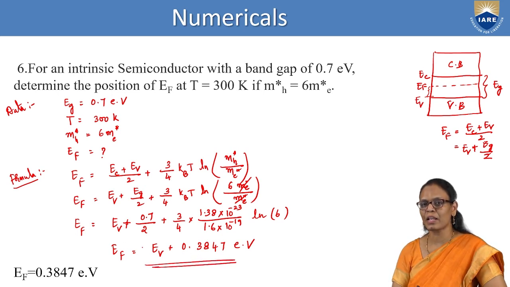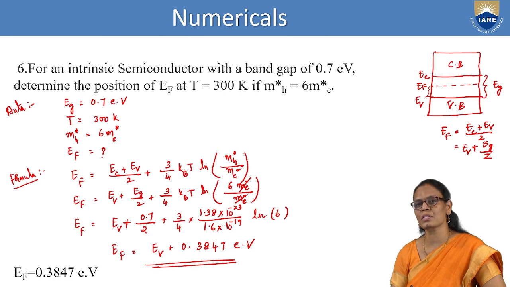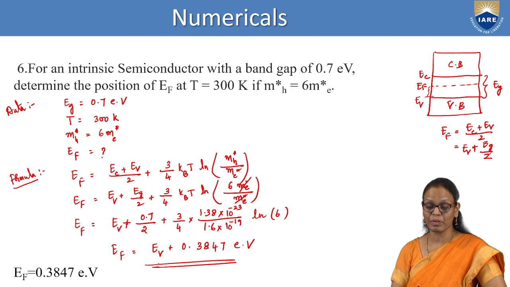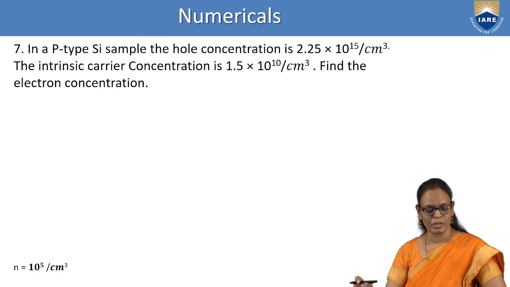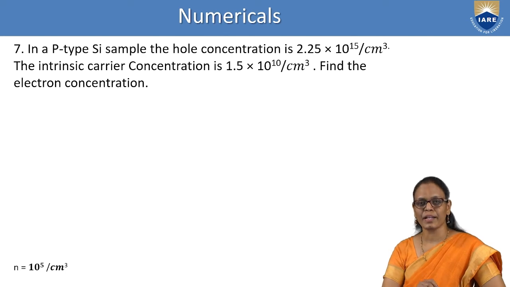So the Fermi level lies 0.3847 electron volts above EV. Okay, that will be the position of the Fermi level. Now coming to the next one.